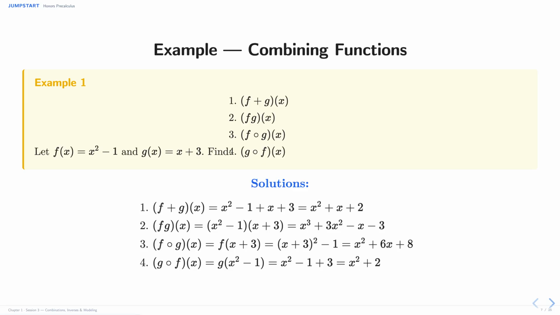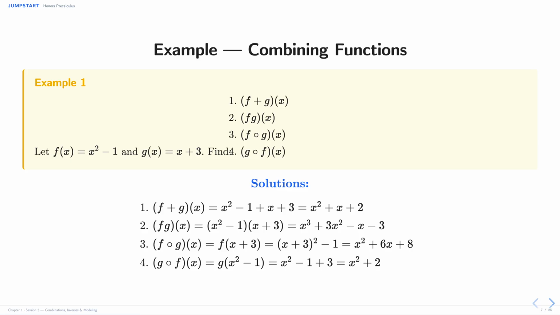Let's work through an example of combining functions. Let f of x equal x squared minus 1 and g of x equal x plus 3. First, we find the sum, f plus g of x equals x squared minus 1 plus x plus 3, which simplifies to x squared plus x plus 2. Next, the product, f times g of x equals x squared minus 1 times x plus 3, which expands to x cubed plus 3x squared minus x minus 3.